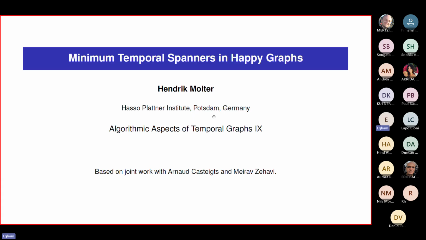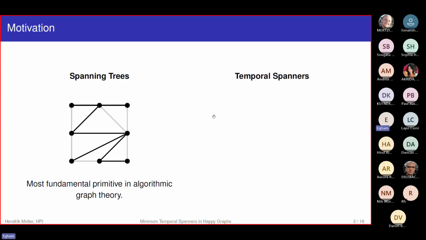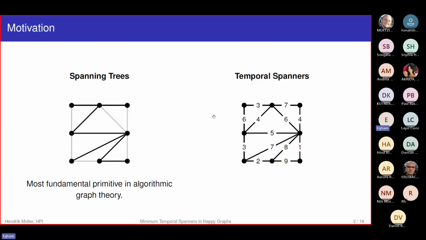We've already heard a lot about spanners today, so I think I don't need to give a big motivational introduction, but I guess all of you know spanning trees in static graphs, and they are arguably one of the most fundamental primitives in algorithmic graph theory that we have. There are several classic algorithms to compute them, and temporal spanners are arguably the most natural generalization to the temporal setting.